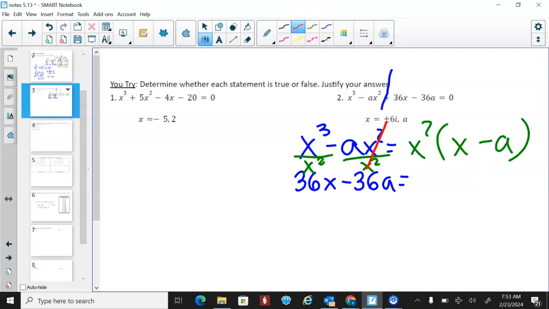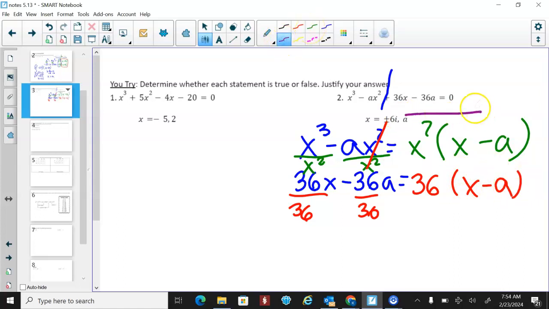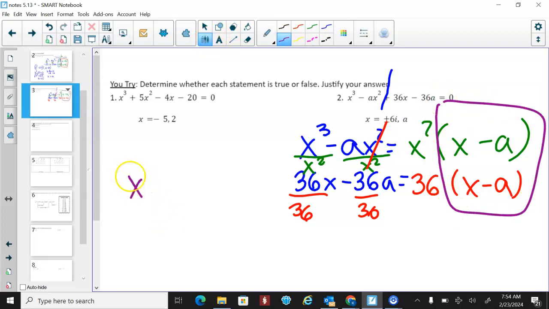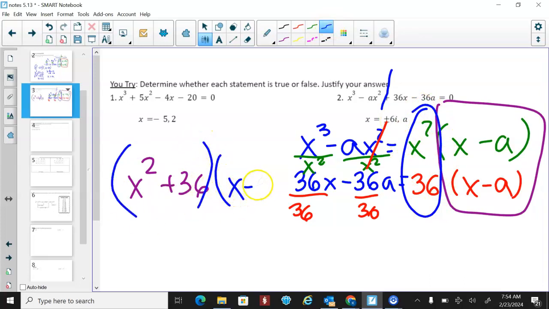Now, 36x minus 36a, what can I take out? I can take 36 out. So 36 out, divided by 36, divided by 36. So what's left? It's going to be x minus a. So again, these two will match. The factors will match right here. And then I'm going to combine the fronts together. So I got x squared plus 36. So I'm taking these two and putting them into one factor. And then the second factor is x minus a.